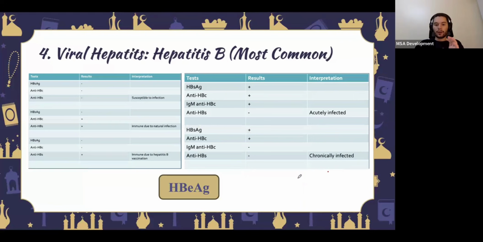Right? So this is the concept, basically everything over here. If surface antigen is negative and the antibodies are all negative, this is, again, of course, susceptible to infection. If the surface antigen is negative, core is positive, surface antibody is positive, this means there has been a natural infection. It's been previously infected and it's treated. If the surface antibody is the only one that's positive, this means he's been vaccinated. For acute or chronic infection, you take a look at the IgM. If the IgM is positive, that's acute. If the IgM is negative, that's chronic infection.